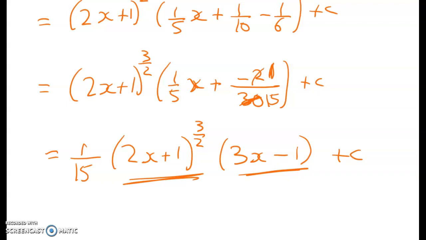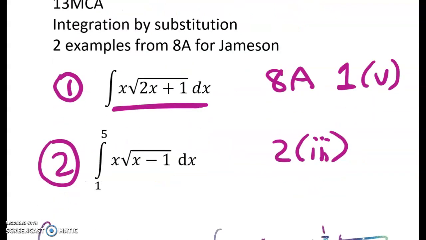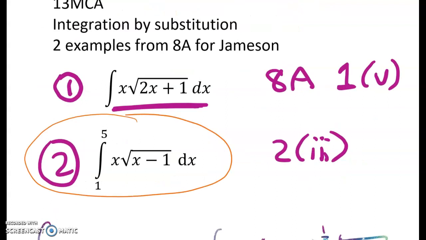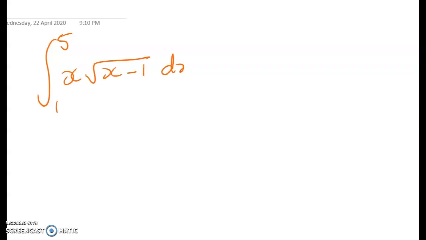Let's go back now and look at the second question we're going to do, and that's this one here, which is a definite integral, so we're going to have to change the limits. Now, I'm not doing too bad on time, so I'm going to do the second question using two different substitutions to give you a feel for what a difference that can make when you're doing the working on a question. So we've got the integral between 5 and 1 of x root x minus 1 dx.